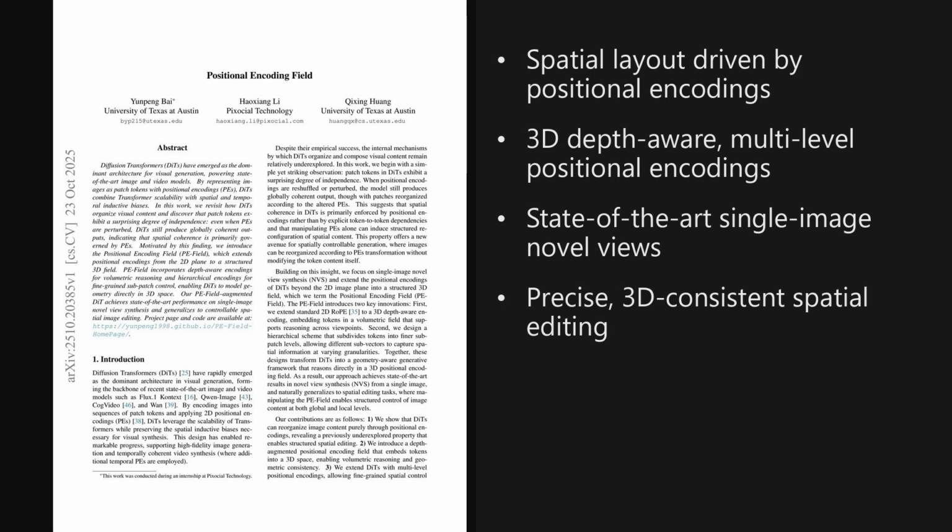So 2 takeaways stand out. Positional encodings largely dictate spatial coherence in diffusion transformers, and extending them into a depth-aware, multi-level 3D field unlocks state-of-the-art single-image novel view synthesis plus precise spatial editing. The broader implication is controllable, geometry-aware generation via positional encodings as steering signals.